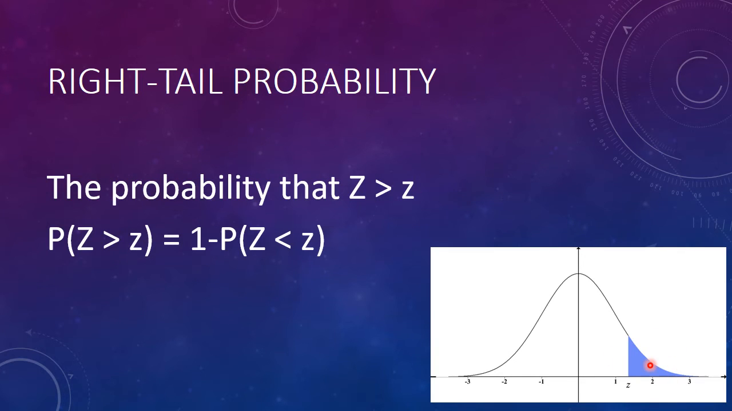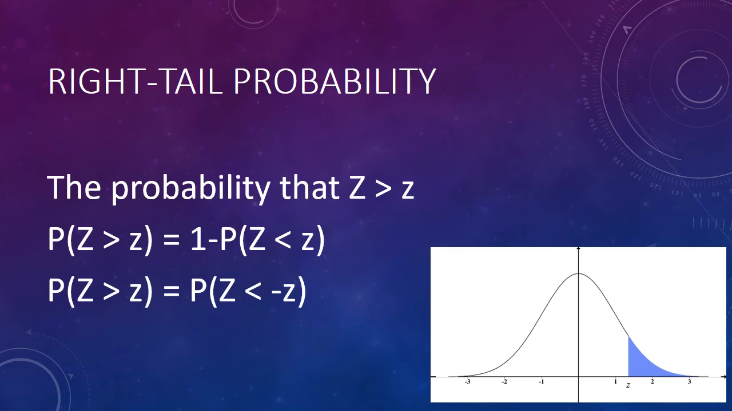Now, due to the symmetry of the normal distribution, it so happens that the right tail probability is the same as a left tail probability when the sign is flipped. That is, the probability that z is greater than a little z is equal to the probability that z is less than negative little z. So another way to find the right tail probability is to take the opposite of the value we're looking for and then look it up in the left tail probability table.